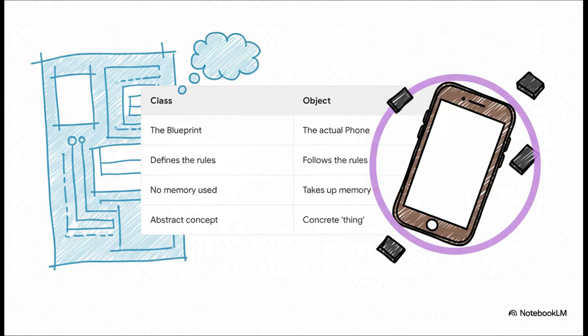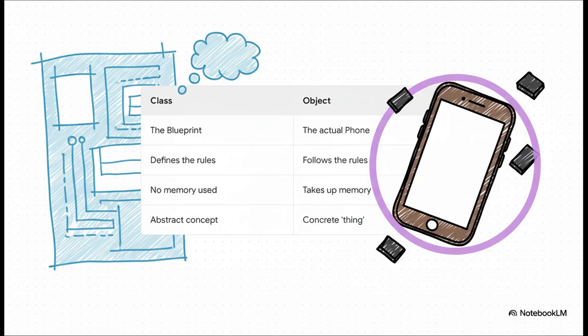Okay, let's pull all this together. This table really lays it all out. The class, on the left, that's your abstract blueprint. It defines the rules, uses zero memory, it's just a concept. But the object, over on the right, that's your concrete, actual phone. It follows the rules from the blueprint, it takes up memory, and it's a real thing you can use.